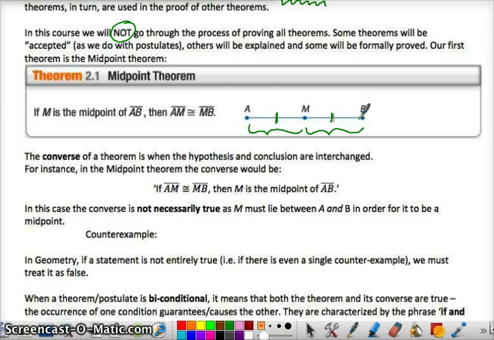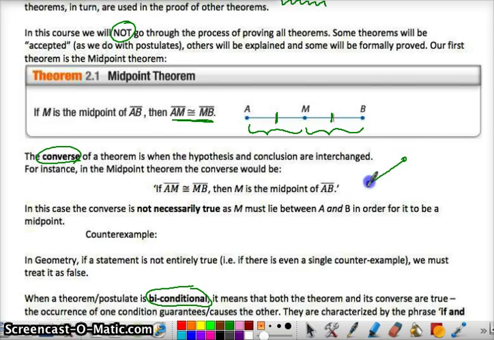Now, sometimes theorems are biconditionals, we call them. If it's a biconditional, that means we can reverse it and it's still a true statement. Or instead of reverse, we call it the converse. So the converse of a theorem is when the hypothesis and the conclusion are interchanged. So for instance, if we use this midpoint theorem up there, if we started with this part, the conclusion, and we made it the hypothesis, if segment AM is congruent to segment MB, then we took the hypothesis and made it the conclusion. Then M is the midpoint of segment AB.